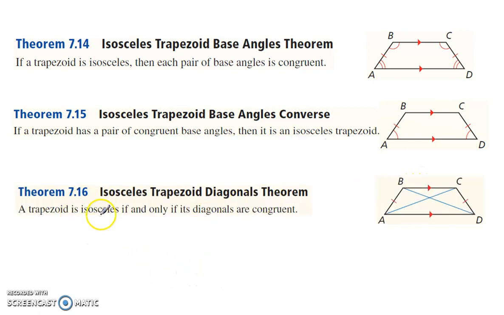And theorem 7.16, the isosceles trapezoid diagonals theorem: a trapezoid is isosceles if and only if the diagonals are congruent.